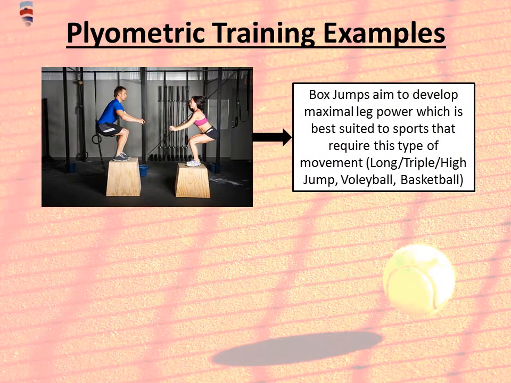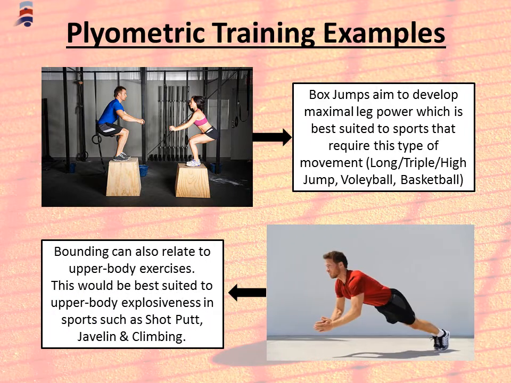Hopefully you're all familiar with what a box jump looks like. So this is all about increasing that lower leg power. So this would be best suited to athletes such as long jumpers, triple jump, high jump, volleyball athletes, or basketball players. Equally though, we can do plyometric training on the upper body. So if you think about a press-up position, trying to get an explosive press-up with a clap in between, this would develop your explosive upper body movement, and that would be great for things like shot put, javelin, or even climbing.